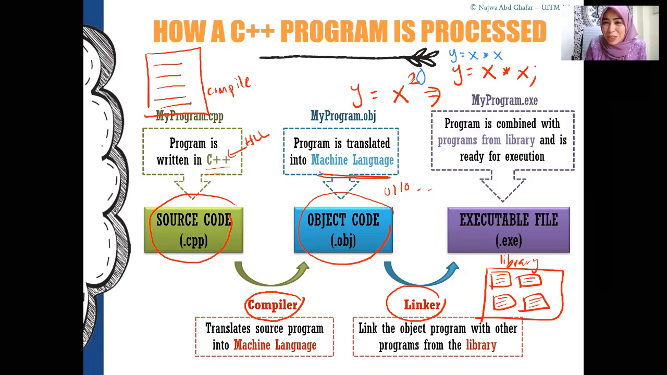Okay. So maksud x to the power of 20, maksud dia x times x times x times x, 20 kali. Faham? Memang kena buat 20 kali. So you bayangkan you nak type tu 20 kali. Susah kan? Kalau x to the power of 200, lagi banyak you kena copy and paste. Kejung tangan.